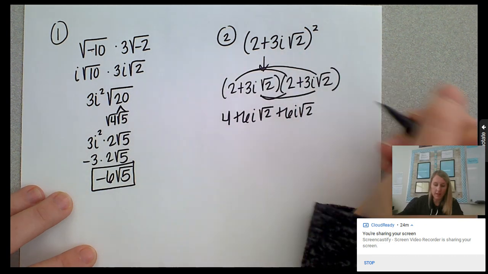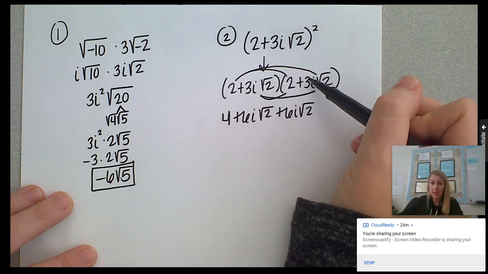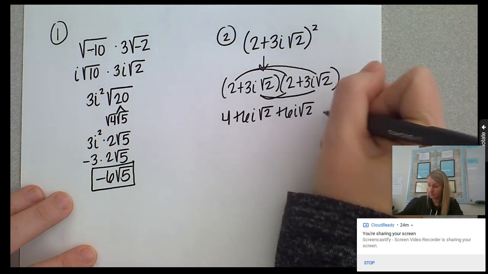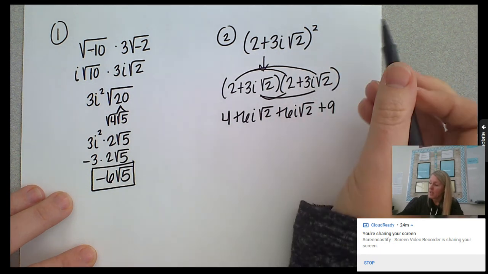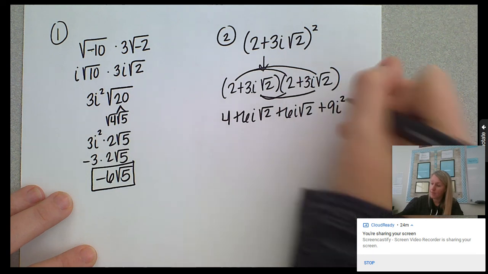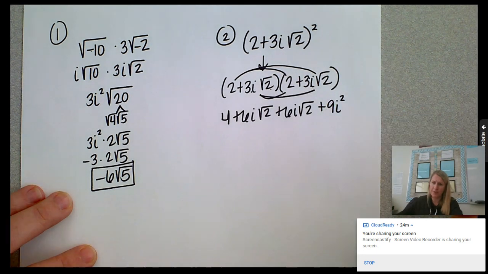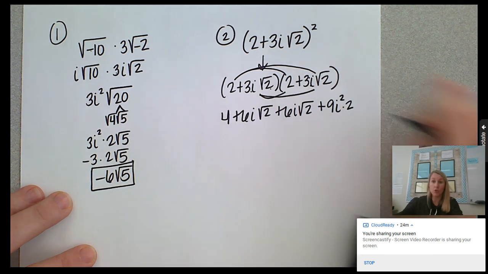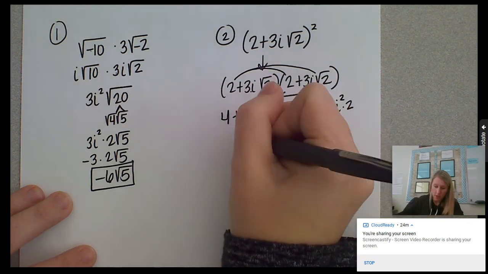And then just be careful on this last bit. 3 times 3 is 9. Sorry, I forgot what sign I was doing. 9. i times i is i squared. Square root of 2 times square root of 2 is the square root of 4. I can simplify that in my head. That's actually going to be 2. So I'm just going to organize them first.